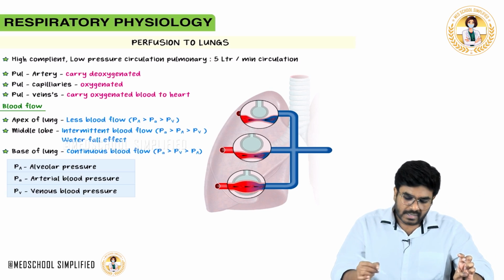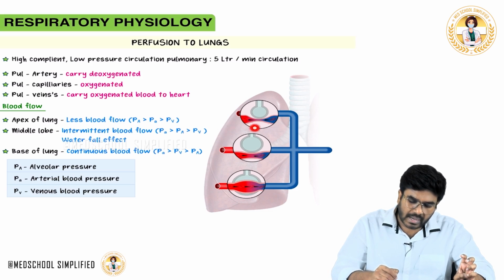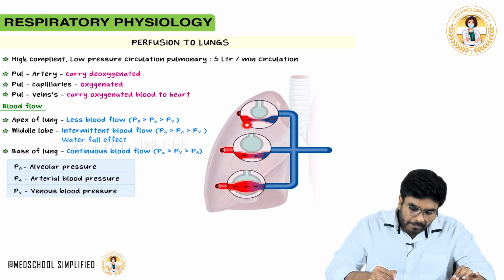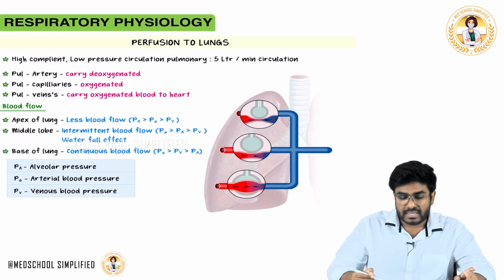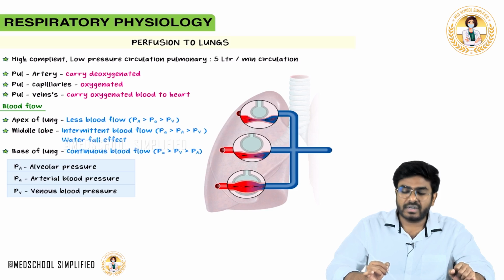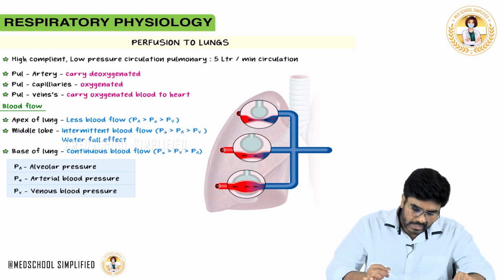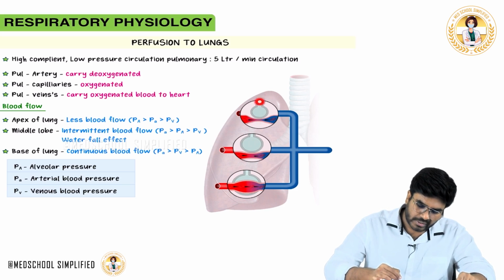What do I mean by that? See, I am dividing the lung into 3 parts: the apex of the lung, the middle lobes of the lung, and the base of the lung. In the apex of the lung, perfusion is different. In the middle lobes, the perfusion is different. And in the base of the lung, perfusion is different. For example, just look at this image. Okay, just look at this image.